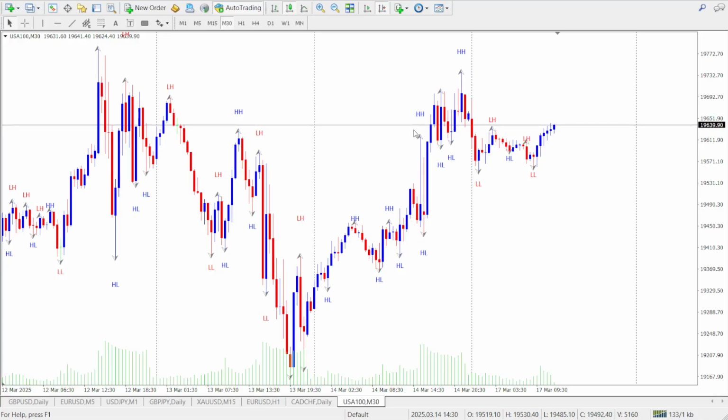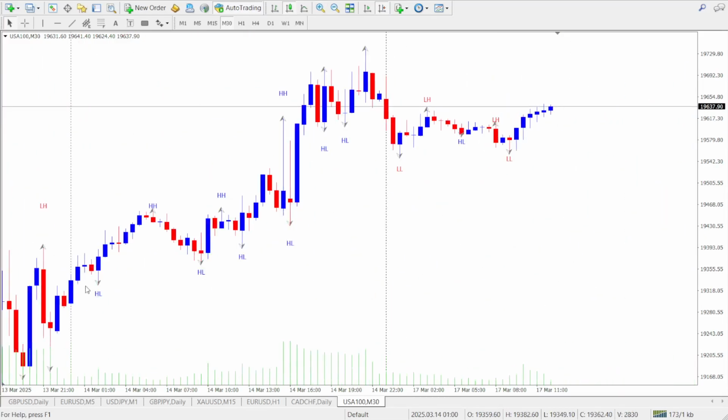Now, the goal of this indicator is to help you quickly identify higher highs and lower lows directly on your MetaTrader 4 chart. Can you see that after adding the indicator, it has automatically identified HH levels, HL levels, LH levels, and LL levels for us on the chart?